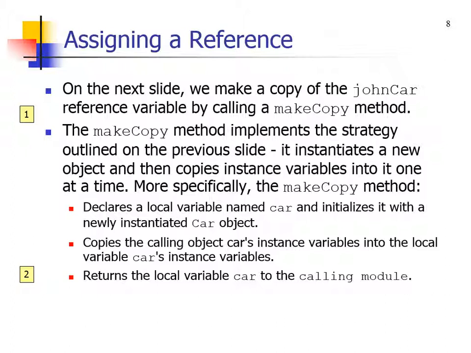Now let's talk a little bit on this next slide that I'm going to show you. I'll show you the make copy command. Okay? Now make copy is not a Java class. I mean, it's something we would have to make. All right? Does that make sense? It's not a class, but a method. What we're going to do is declare a local variable named car, and initialize it with car. We're going to call the calling object's car instance variables into that local variable, and then we're going to return that method or the information back.